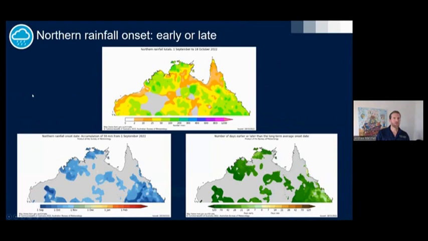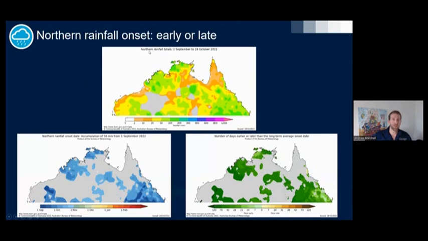Okay, now touching on the northern rainfall onset. We define the onset of the northern rainfall season as the accumulation of 50 millimeters of rainfall from the 1st of September. Whenever that date first occurs, that's the date that we define as the onset of the northern rainfall season. And so that is now underway. We produce outlooks of this up until about the end of August. And so what we're actually seeing is the beginning of this season in some regions.